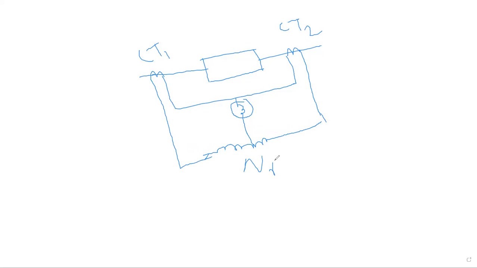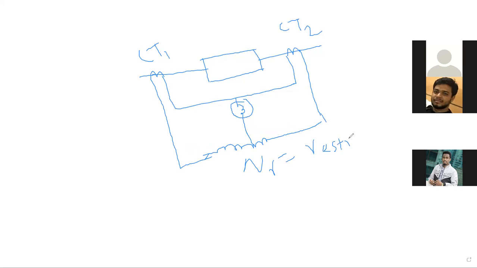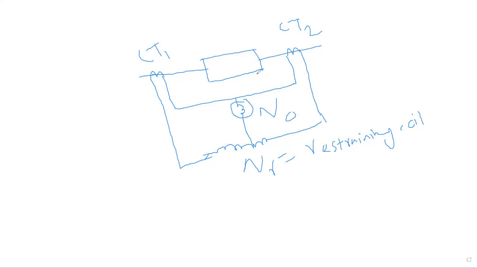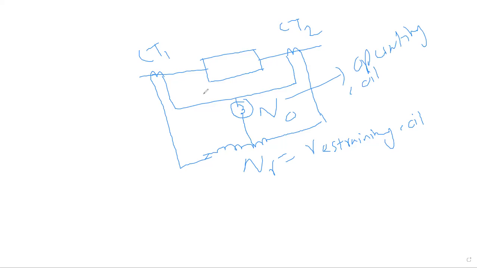This is NR. NR indicates the restraining coil. Okay, and this will be N naught. N naught means the operating coil. So this structure is called improved differential protection, or sometimes it is called bias differential protection. Even sometimes it is called percentage differential protection. Okay, understood? So there are three names. You can call it improved differential protection, bias differential protection, or percentage differential protection.